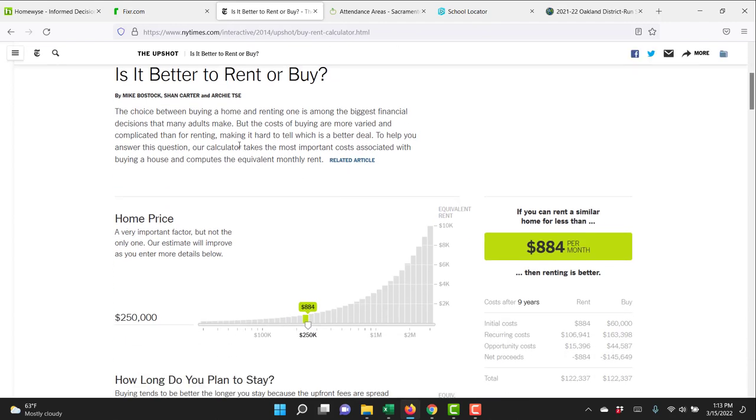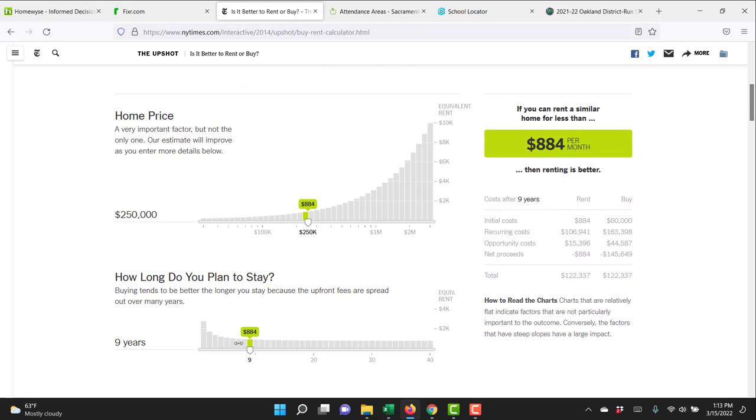Basically, it tells you the choice between buying a home or renting is one of the biggest financial decisions that many adults make, which is true. This calculator is here to help you answer the question. In a nutshell, we're going to enter a bunch of variables on this side of the page. And over here, the final output is: if you can rent a similar home, condo, apartment, or housing in general for less than this number, which is going to change based on these inputs, then renting is better.